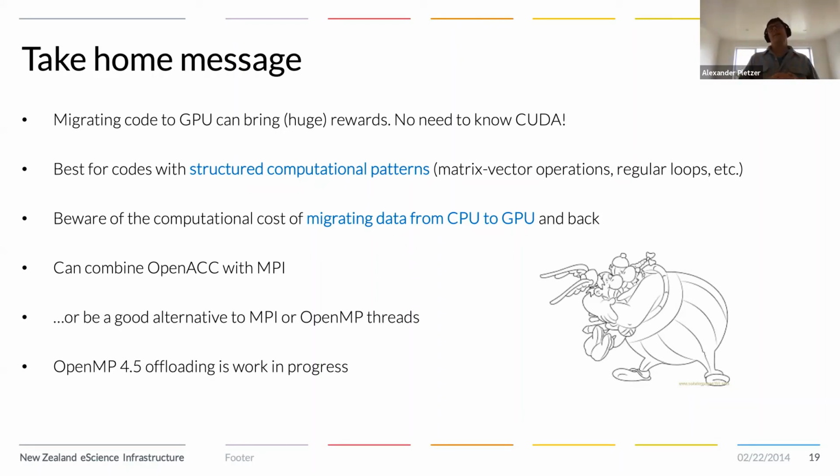The next, I think, is if you're thinking about whether your code is suitable for GPU or not, you have to start thinking in terms of structured computational patterns, something that is very regular. We're talking about matrix vector operations, regular loops and so forth. Something that would not be very regular would be maybe graphs with lots of edges. If you have a node, you don't know exactly how many edges each node has.